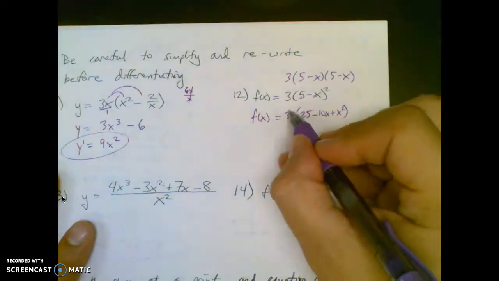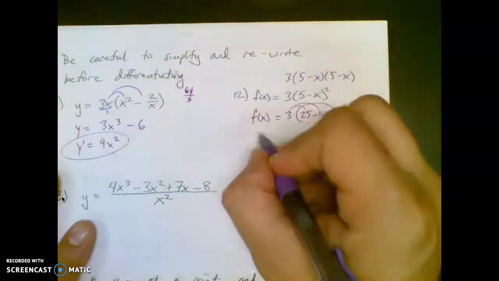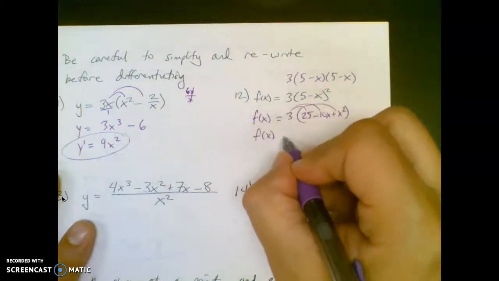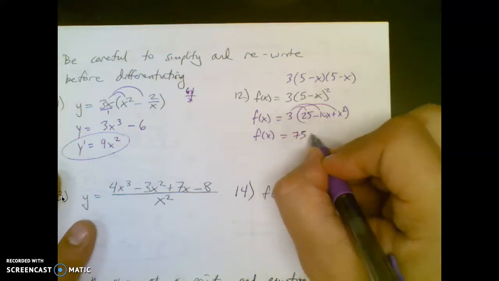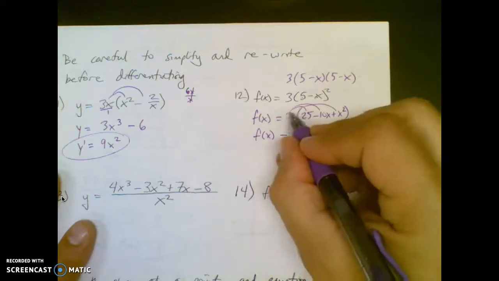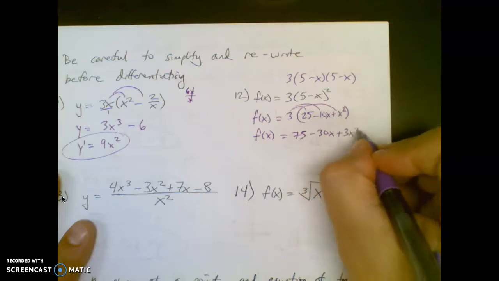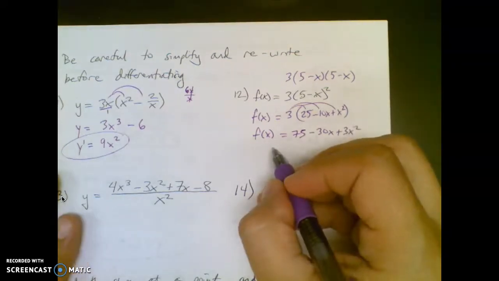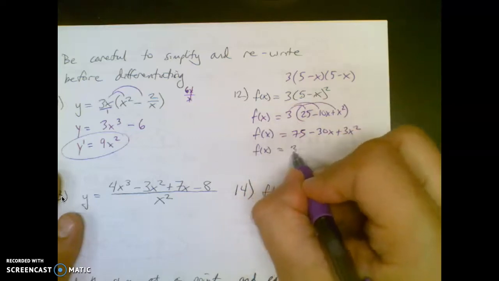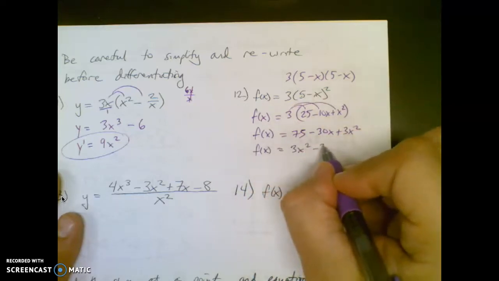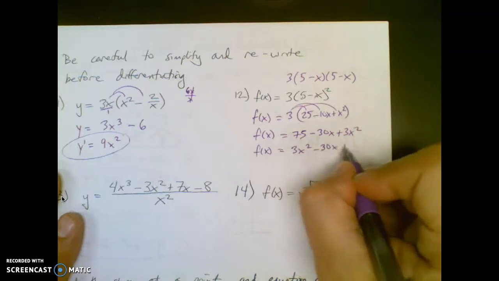Okay, and then I take a 3 to each piece. So still, did I take the derivative yet? Nope, I haven't used my new rule. 75 minus 30x plus 3x squared. I like to write it in the correct order before I take the derivatives. I could have done that earlier, but I don't know why I didn't.